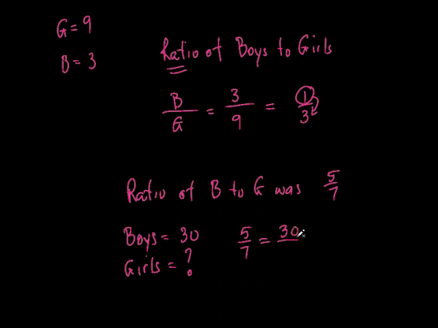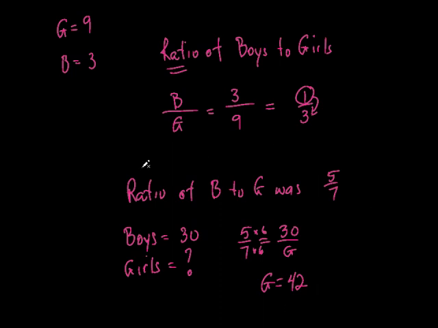30 to, we don't know, right? We don't know how many girls. We'll put G for girls. You put X if you want to, doesn't matter. I'll put G for girls. And now you should be able to figure out how many girls there are. Look, 5 times what is 30? 5 times 6. So what's this going to be? 7 times 6, which is what? 42. So how many girls are in that class or that group of people? 42 of them. You with me on that?